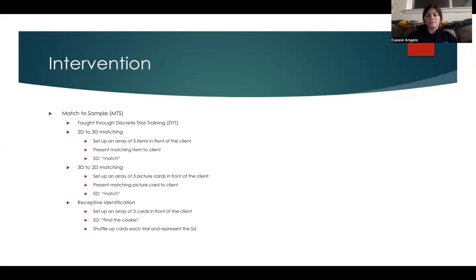And again, once he mastered all of the trials of the 3D to 2D matching, we then moved on to receptive identification. That's when we set up an array of 3 cards in front of the client. We provided the SD of find the cookie. Then for the next trial, we would shuffle up the cards and represent the SD of find the cookie. We use cookies because this was the client's most reinforcing item.